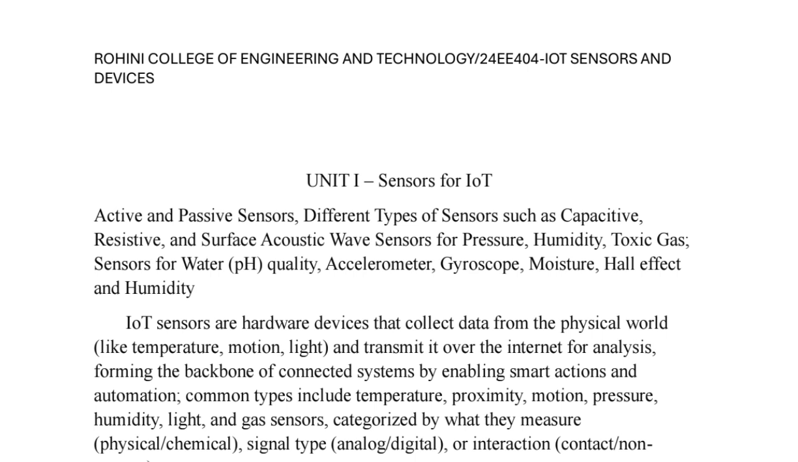In the syllabus, see here, active and passive sensors is the first topic, and we are going to discuss the different types of sensors. In that, we are going to discuss capacitive, resistive, and surface acoustic wave sensors for pressure, humidity, and also water quality sensors. We are also going to discuss accelerometer, gyroscope, Hall effect and humidity.